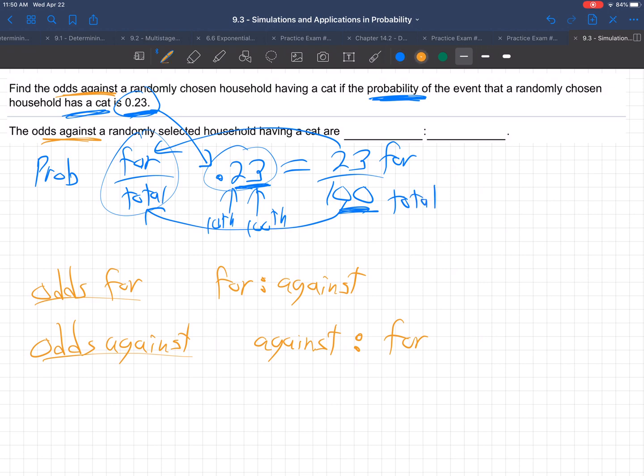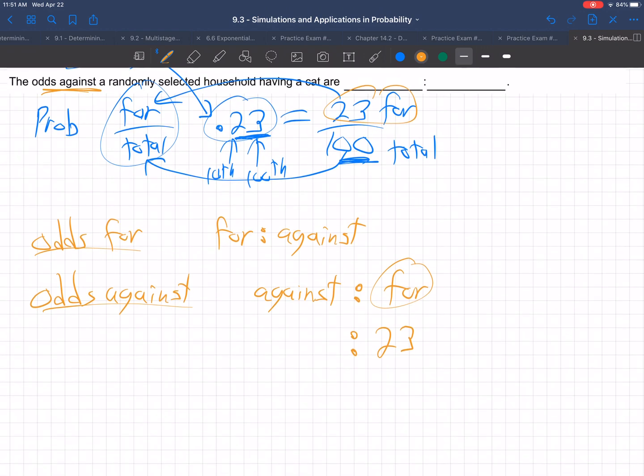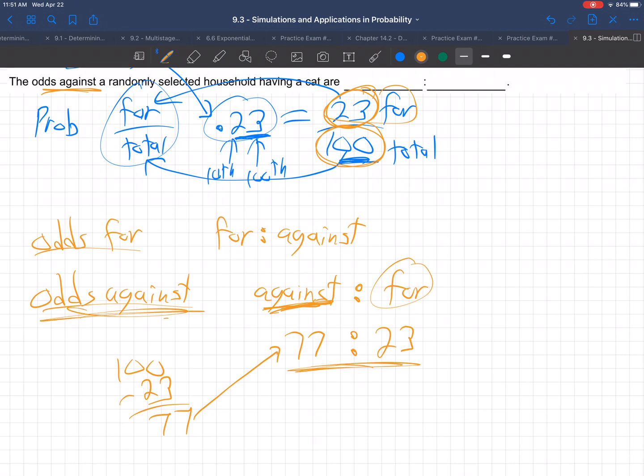So let's bring it down now. For the odds against, the for is 23. But how do we find the against? Well, imagine a debate. If there are 23 people for an issue out of 100 people total, how many are against the issue? I take 100 minus 23, and I get 77. There must be 77 against the issue. So the odds against is 77 to 23. That's the odds against houses having a cat.